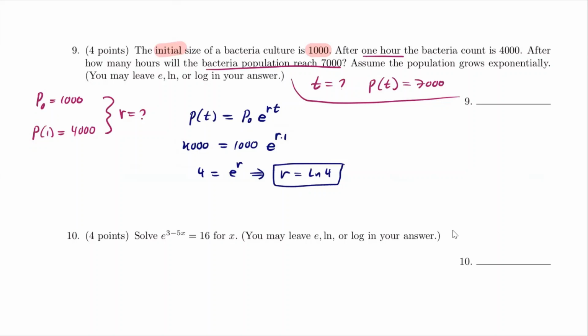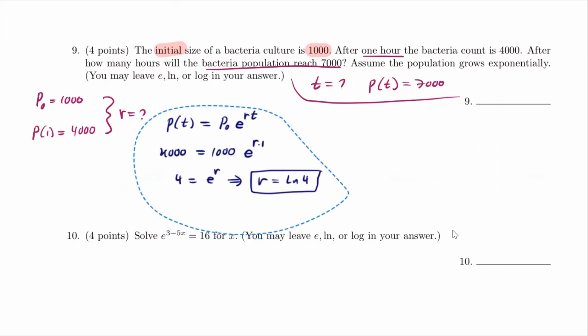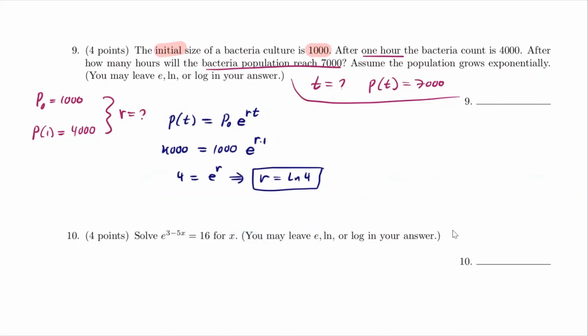Now let's write down the model and then we can answer the problem. So our P of t is equal to 1,000 times e to the r, that's ln of 4, times t. Now here you can simplify this by using the laws of logarithm. Here ln and e are free to cancel. So I can rewrite this as 1,000 times 4 to the power of t. So that's the model we're going to use to answer the problem. So we want to know what is the time so the amount reaches 7,000.